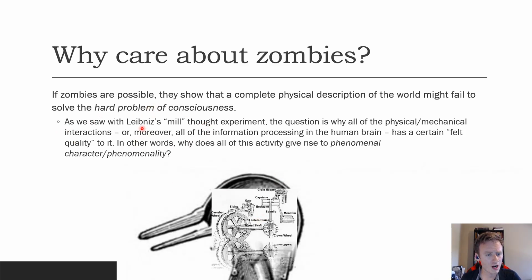And this was what we already saw in Leibniz's Mill thought experiment, where we looked into the duck's brain and we were like, all there is, is a bunch of physical stuff going on, and nowhere in here can we see the consciousness happening. And it could get more fancy. You could do an fMRI of a much more complicated system, but at the end of the day, whether it's GABA or other neurotransmitters or glial cells or whatever, it's just a more complicated mill, physical interactions between parts of the brain, and nowhere will you find an explanation of consciousness. And the question is, why does all this activity give rise to phenomenal character or phenomenality?